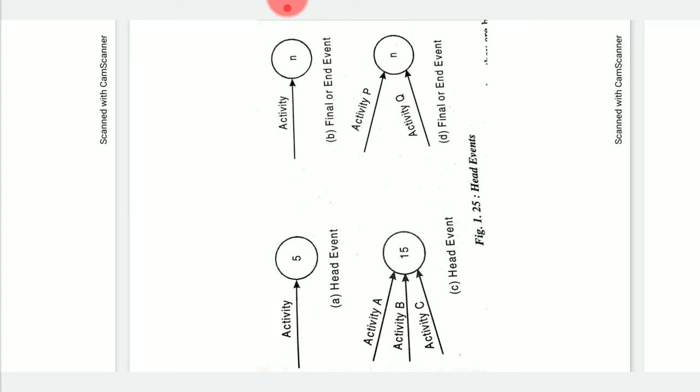Head event is nothing but if all activities have an ending, that is again a specific point of time and is marked by an event, such an event is known as head event, because in a network diagram it is connected to the head or barbed end of an arrow. If a particular head event marks the completion of the project, it is known as the final event or end event.